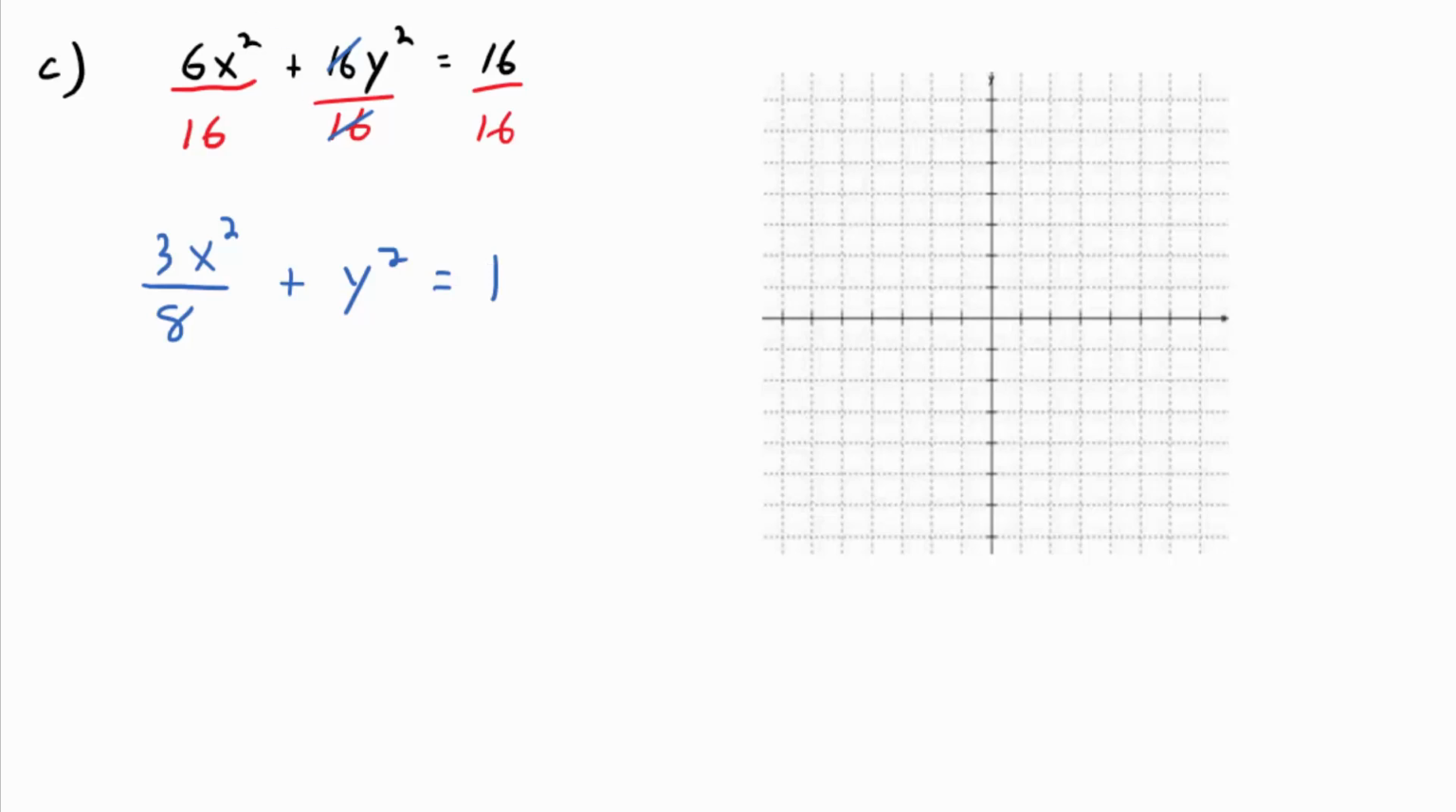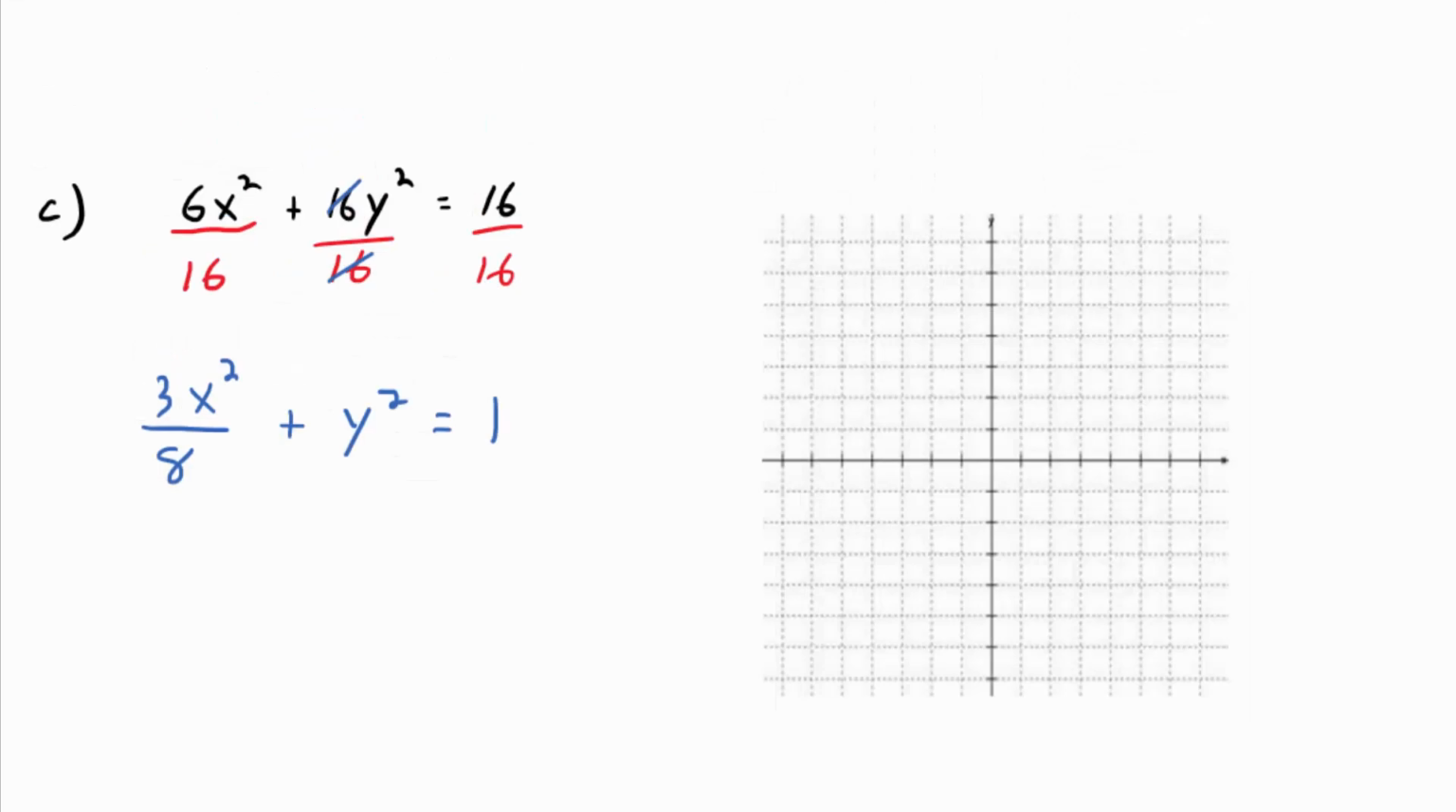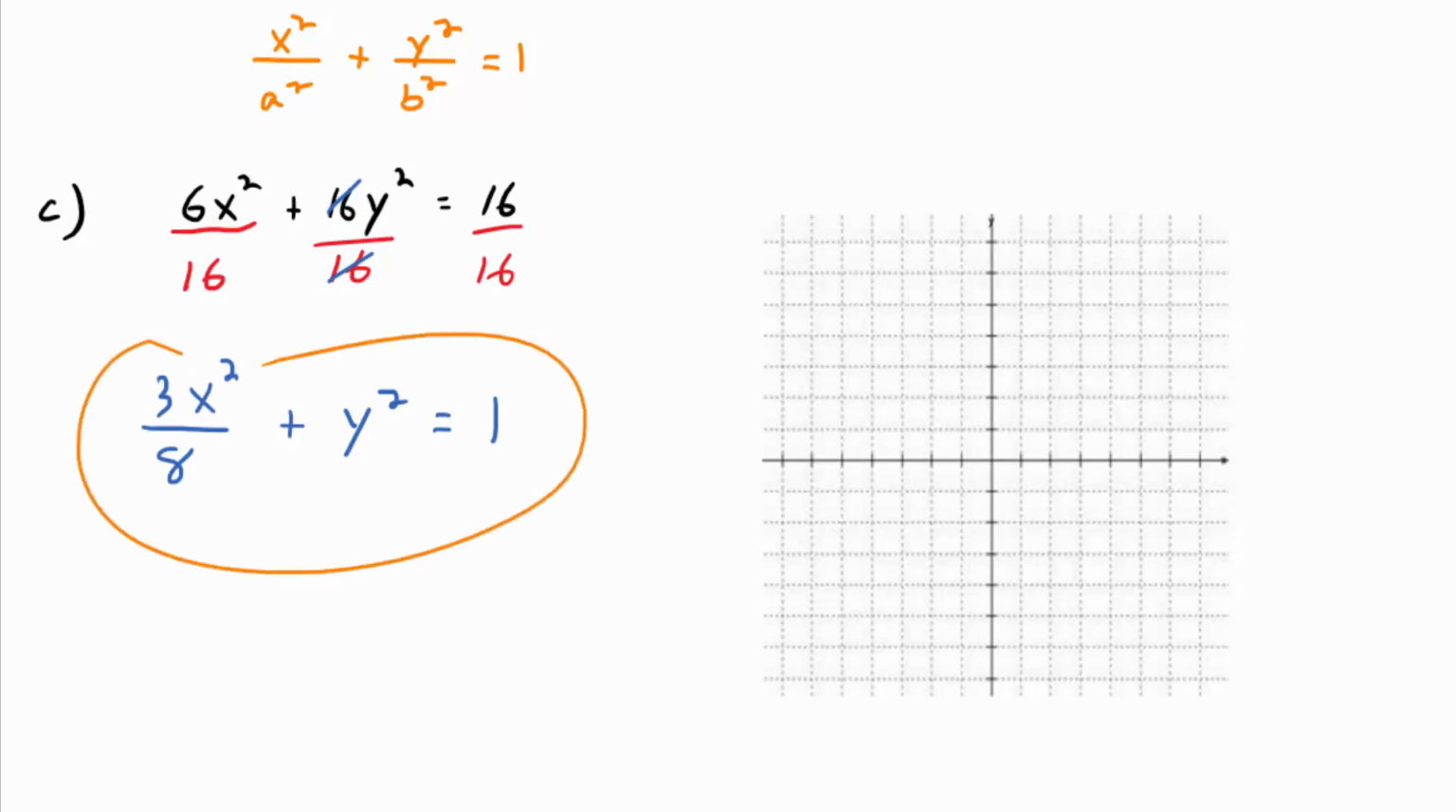So, look. The standard form actually looks like this. Centered at 0, 0, it's x squared over a squared plus y squared over b squared equals 1. So why isn't this in standard form? You've got to have a 1 in front of the x squared on top, right? And we have a 3.